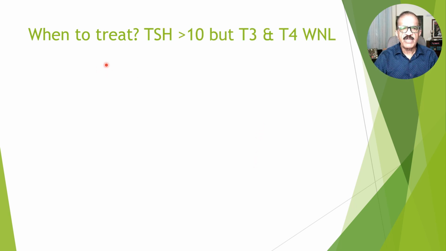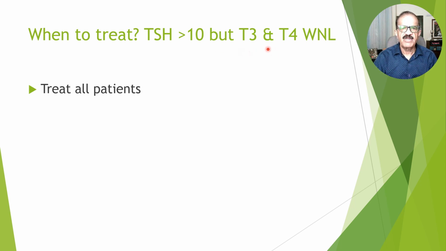So when to treat if TSH is above 10 but T3 and T4 are still within normal limits? This is technically again subclinical hypothyroidism. T3, T4, which actually indicate thyroid status, are within the normal limits. So it is still subclinical hypothyroidism, but it is generally recommended that with TSH more than 10, these people are at the verge of developing frank hypothyroidism, so they might as well be treated with thyroxine. So all such patients should be put on small doses of thyroxine.